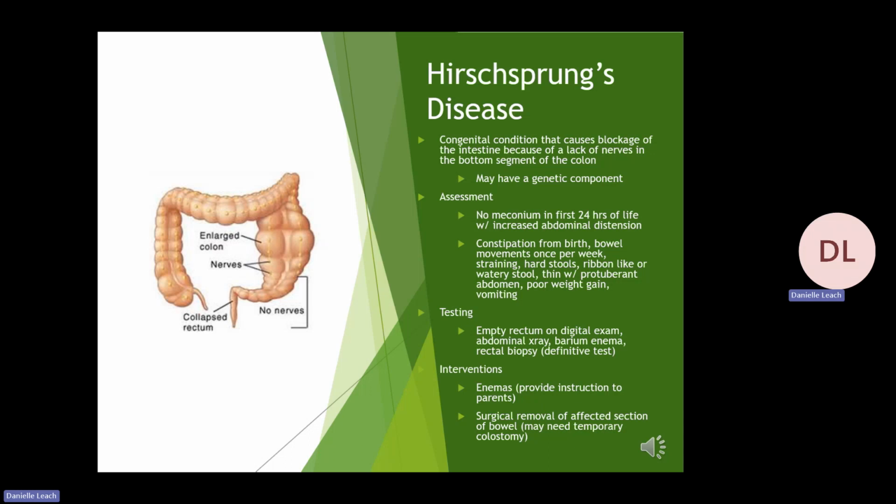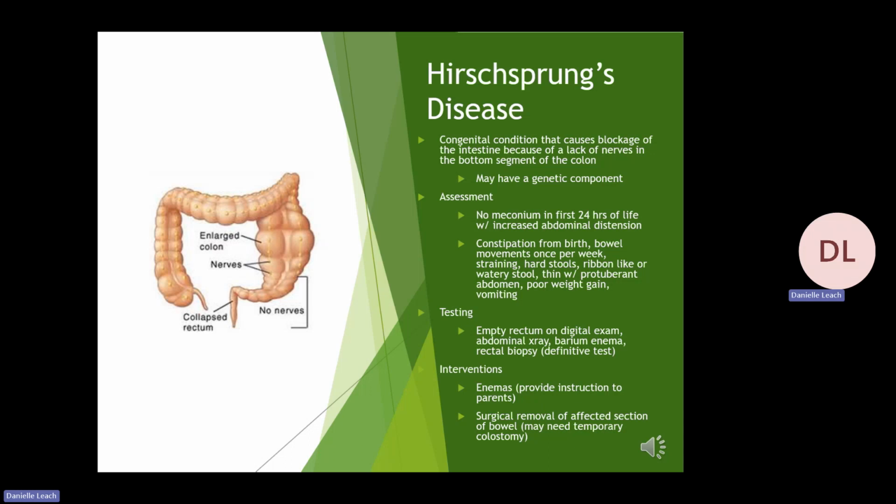The stool can be ribbon-like or watery. The child's usually very skinny and has poor weight gain, but they have a very big belly, a protuberant abdomen. They can also have vomiting as well. So diagnostic testing for this, if the provider does a digital examination, so basically with their finger, the baby would have an empty rectum, so no stool in the rectum at all. If they do an abdominal x-ray, it could be visualized sort of in this graphic that the rectum can appear collapsed, and then the colon above the part where there's no nerves can be enlarged.